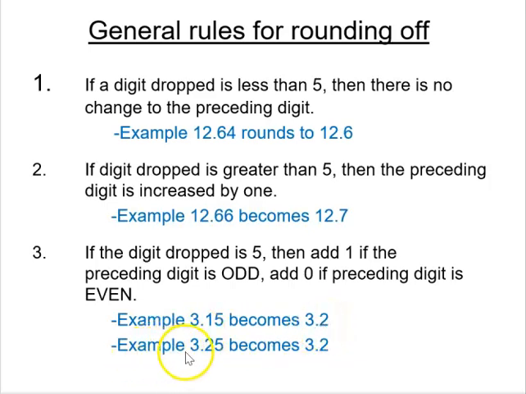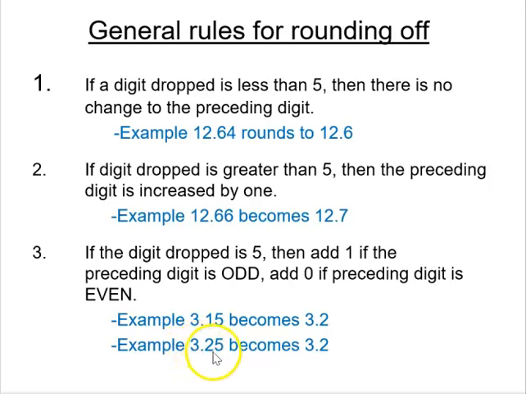Okay, the next example is 3.25. Again, we're dropping the 5, but the 2 in front of the 5 is even, so it stays 3.2. We're not going to round it up to 3.3 because it's even. We're going to leave it. And that's one of the tricks to help us remember this: even, leave; odd, round up.